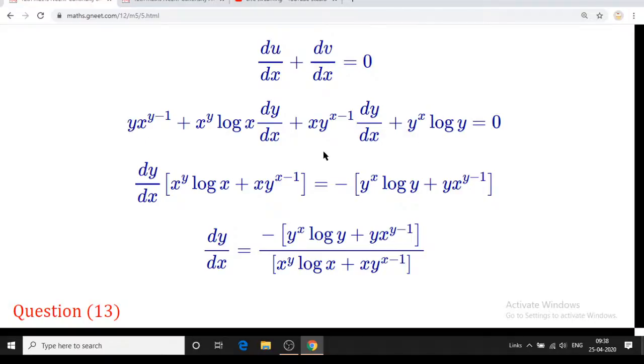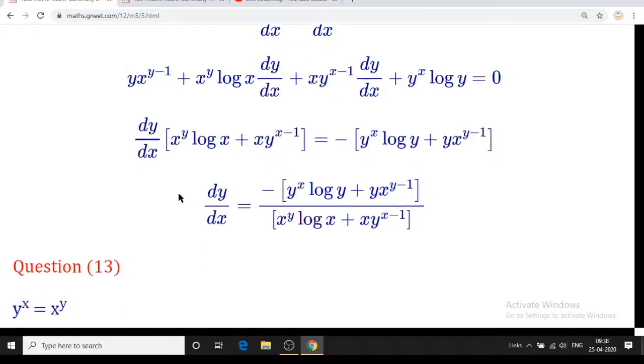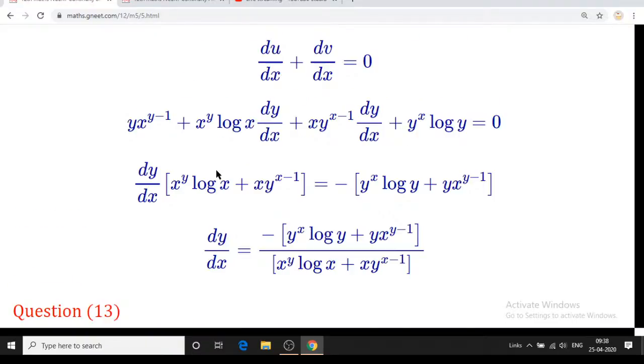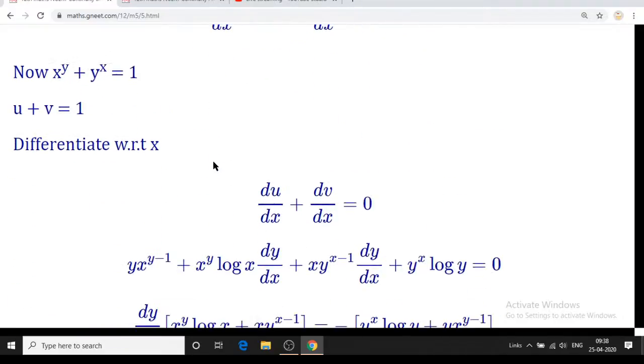this term goes on the other side, that will be y raised to x log y, and this is a y, x raised to y minus 1. Now we can calculate the dy by dx. This bracket was in multiplication, it will go in the denominator, and then we get the value of dy by dx. So here we simplified further, because we had not got the answer for dy by dx. In all the previous sums, dy by dx was on one side from the beginning.